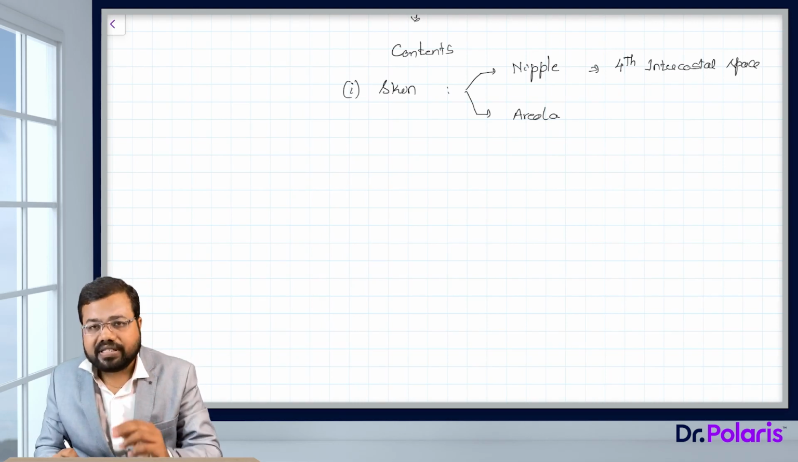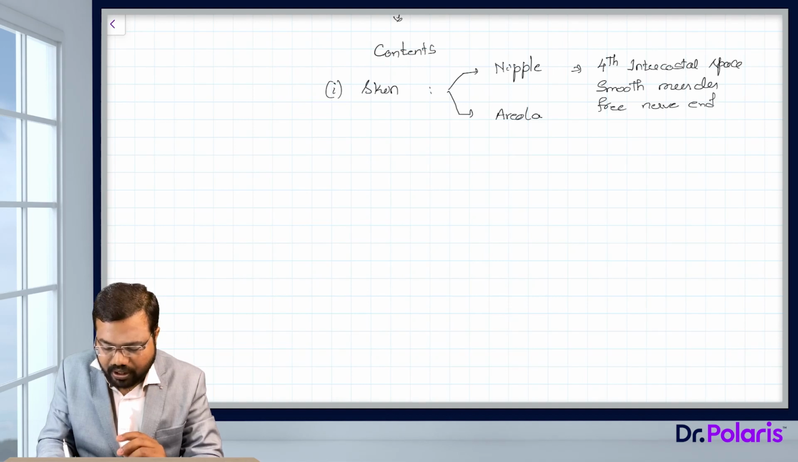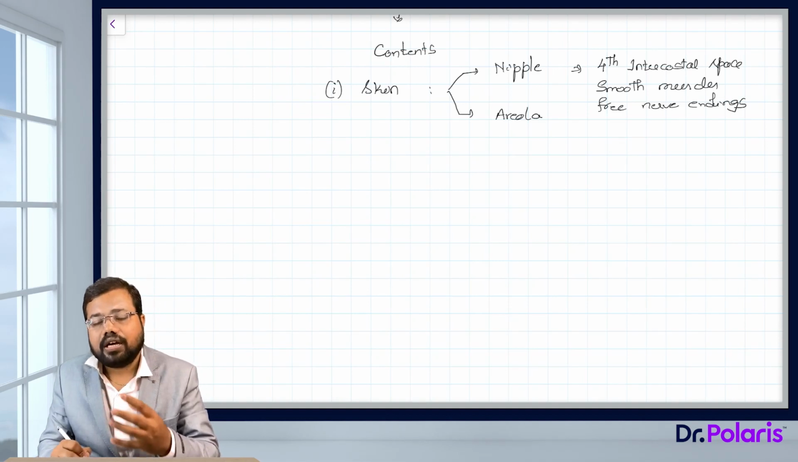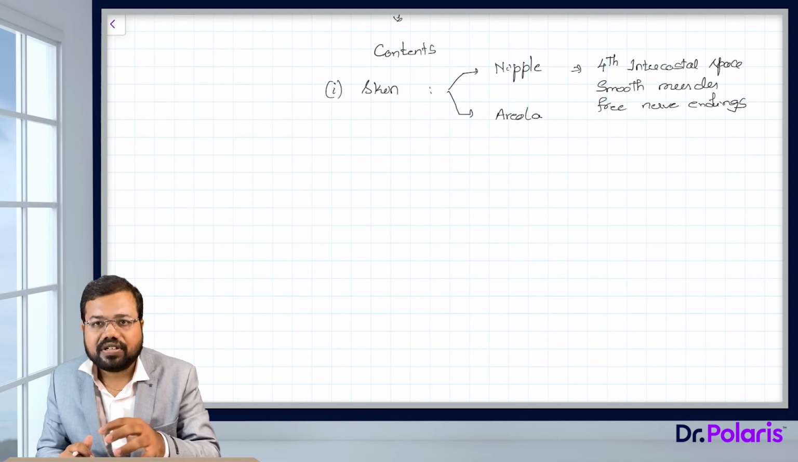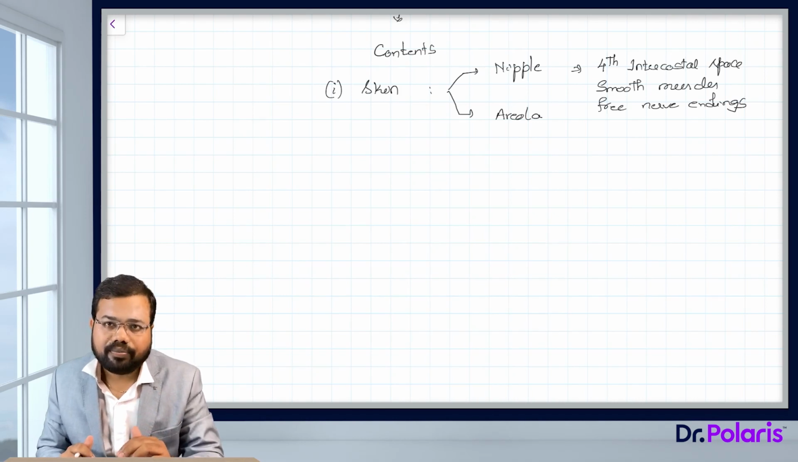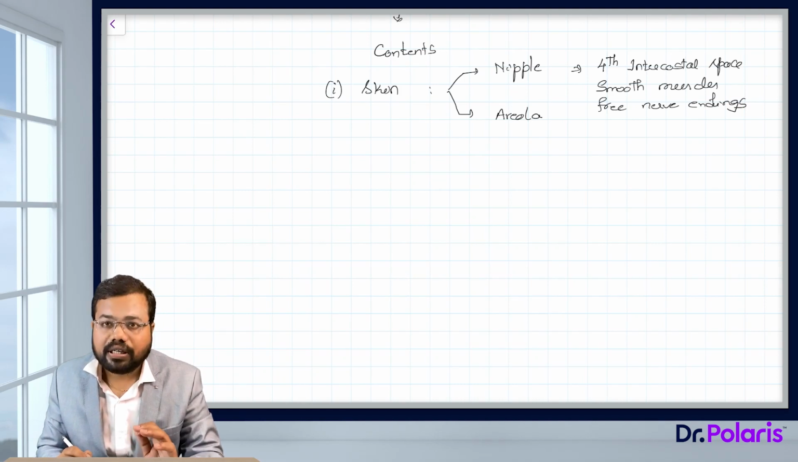Now what is present deep inside the nipple: it consists of smooth muscles and also free nerve endings. These free nerve endings help in sexual arousal. That sexual arousal is because of these free nerve endings which are present inside the nipple, apart from the smooth muscles. That's what regarding the nipple.